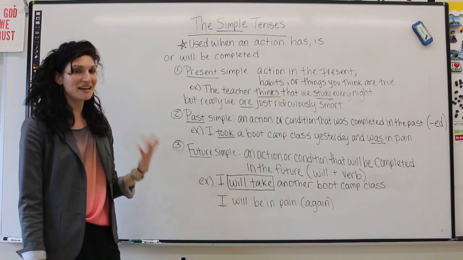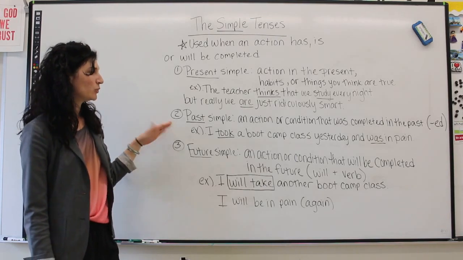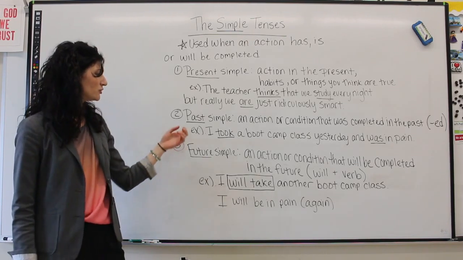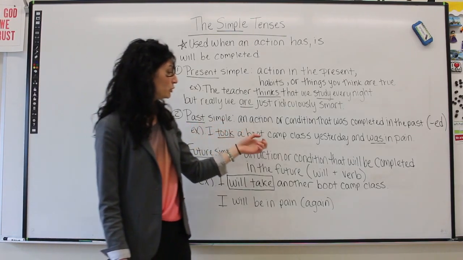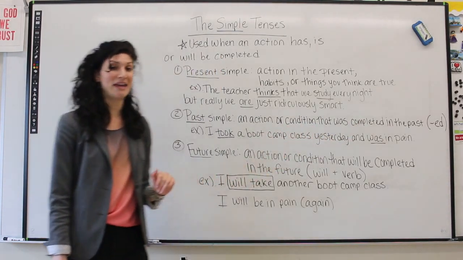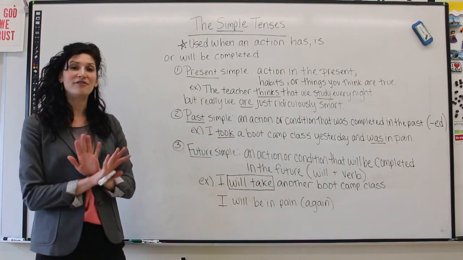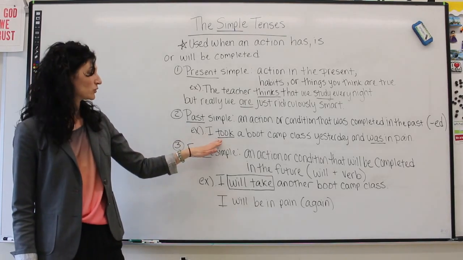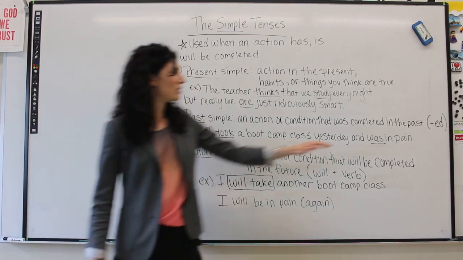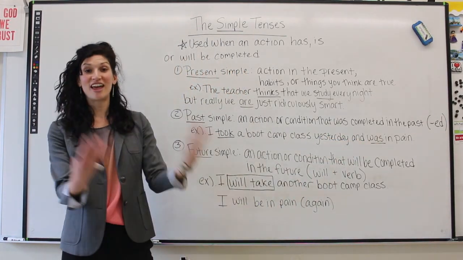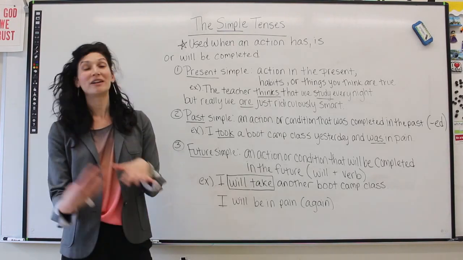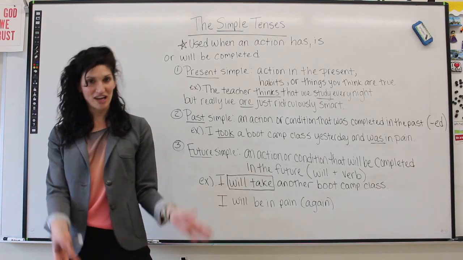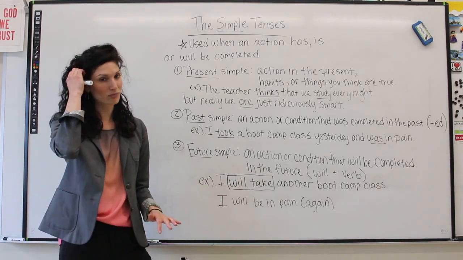Okay? Now let's take a look at the past simple. We use the past simple to describe an action or condition that was already completed in the past. So if you take a look at my example, I took a boot camp class yesterday and was in pain. The class is over. I've finished taking the boot camp class. It is no longer going on, so we use the past simple, the word took, to describe it. And was in pain describes a condition that has, fortunately for me, already been completed in the past. I am no longer in pain. I was in severe pain yesterday, but I am no longer in pain today.